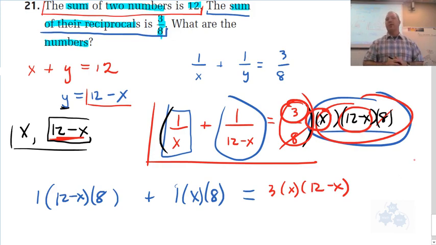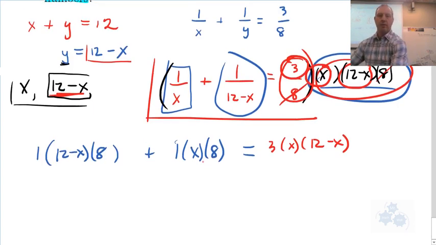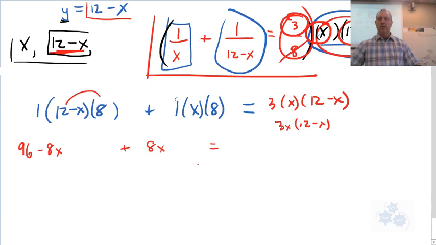Now I have to multiply and then gather all the like terms and see if I can solve that equation. Okay? All right. So what do I have? 12 times 8 is what? That's 96 minus 8x. Over here I have plus 8x equals, this is going to be 3x times 12 minus x, which is going to be 36x minus 3x squared.